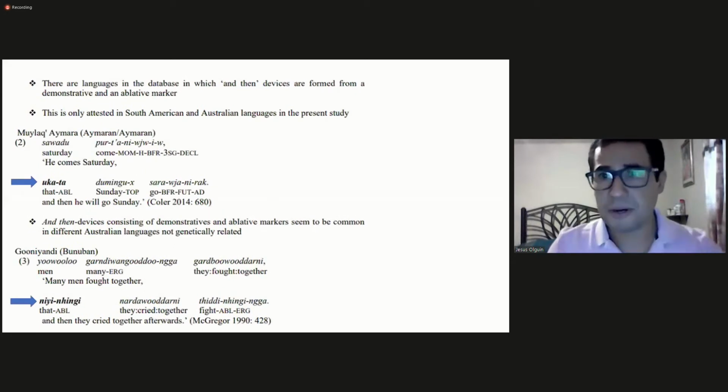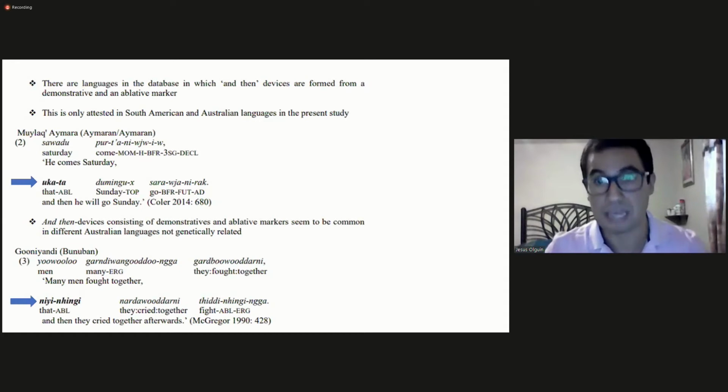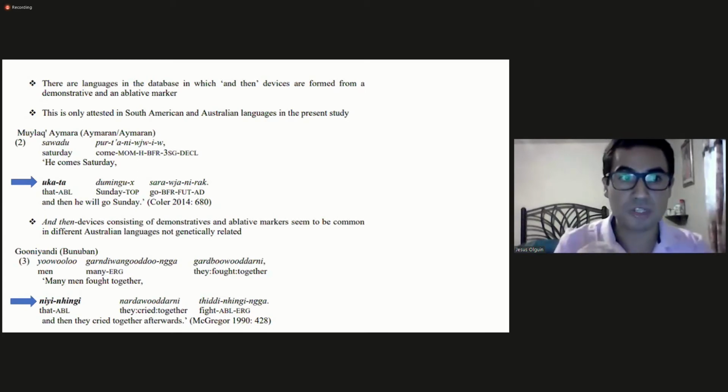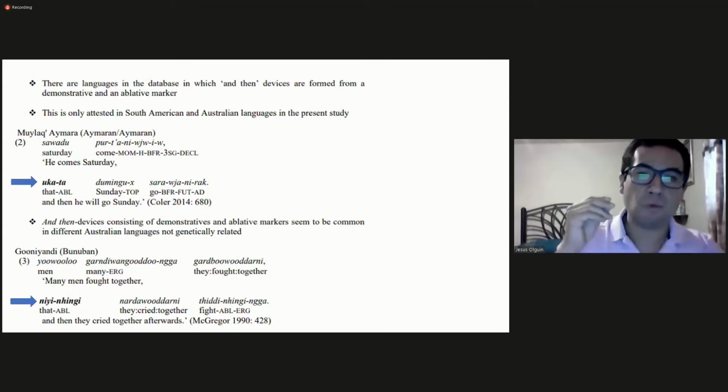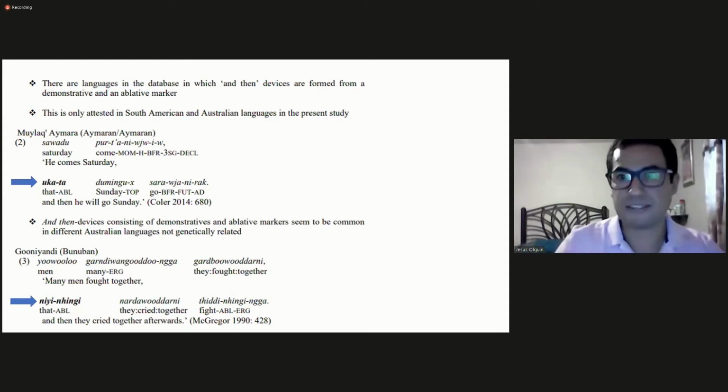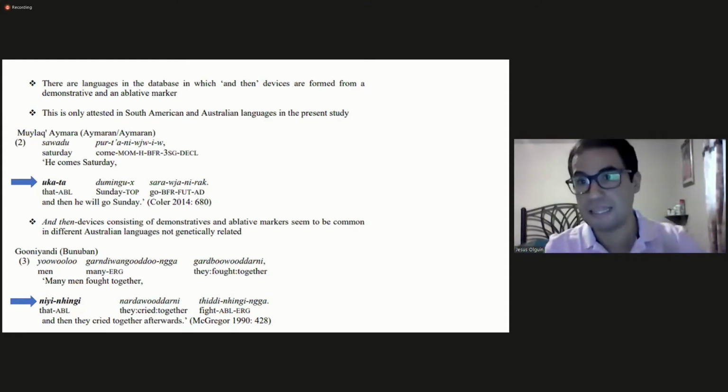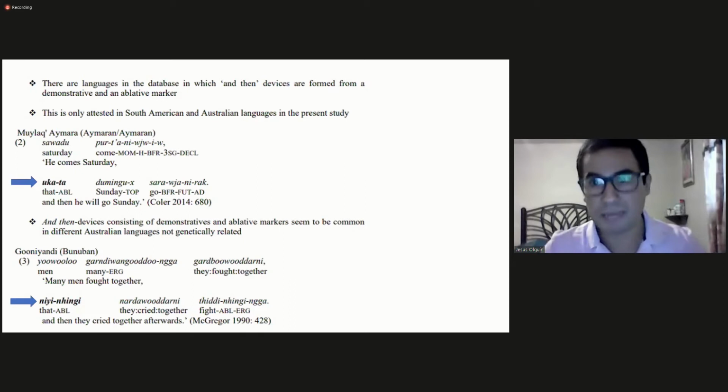Now, this is very interesting because there are languages in the database in which and then devices are formed from a demonstrative plus an ablative case marker. This is only attested in South American and Australian languages in the present study. For instance, in the example in 2 from Aymara, we observe that this and then device is composed of a demonstrative plus the ablative case marker. And what about Australian languages? Well, we have the example in 3 from Gooniyandi, in which this and then device is composed of a demonstrative plus an ablative case marker.